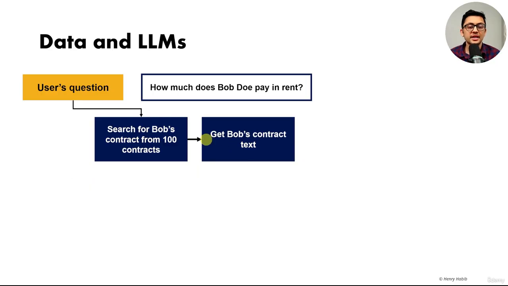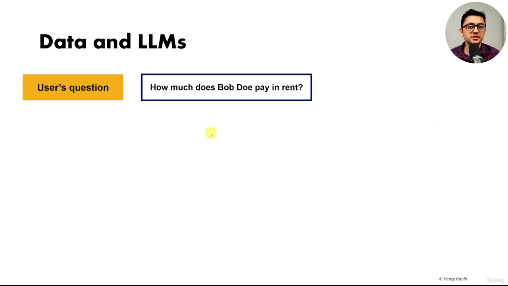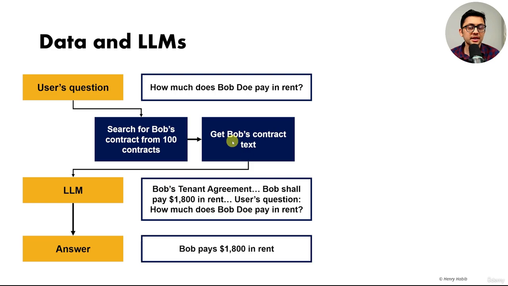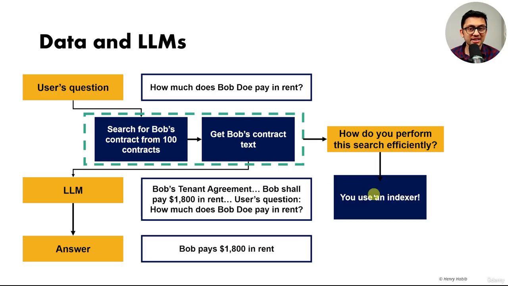So the difference here is that if you only have Bob Doe's contract, it makes it very simple. But if you have millions of contracts, you need a process by which you find Bob's contract first, and you use that to pass to the LLM. Then your next natural question might be, okay, but how do I make sure I'm able to search for Bob's contract? Well, you use something called an indexer, okay? So what you do is you take all the contracts that you have in your database and you vectorize it. You basically create an embedding representation of each of those contracts, okay?